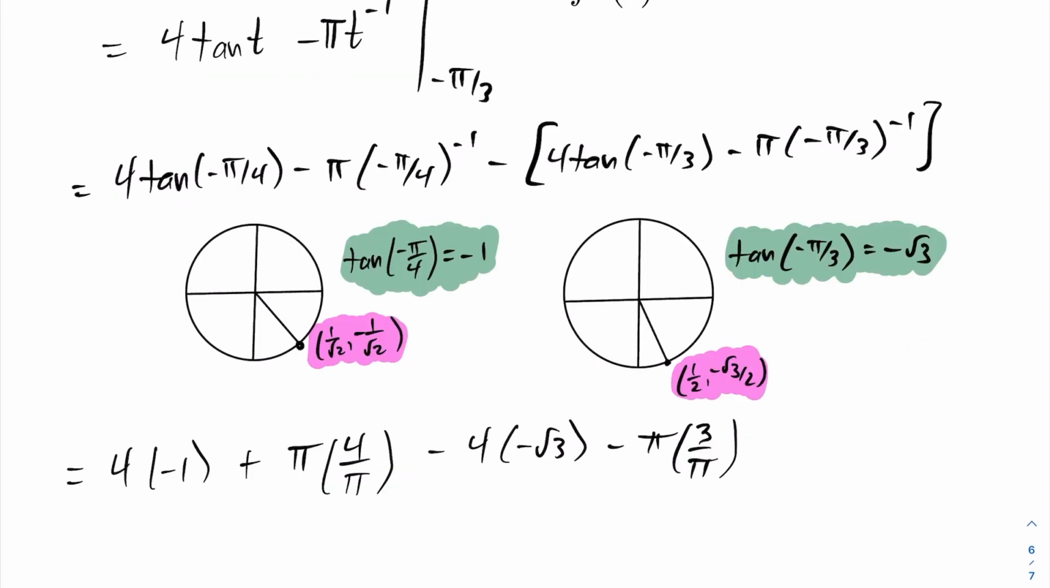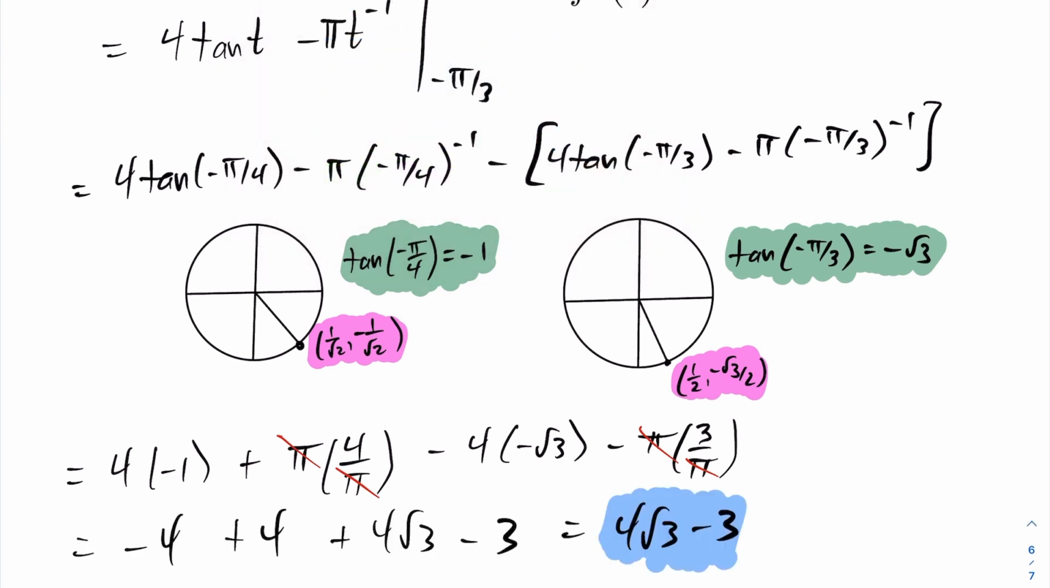Substituting this in here, you can see I subbed in the -1 for tan of negative pi over 4 and the negative root 3 for the tan of negative pi over 3. I also took our negative reciprocal here and flipped this and put the two minus signs together, making them positive. Did the exact same thing here, and then we get cancellation in the pi's, both here and here. Simplifying, we get the following. And you can see here we get -4 plus 4. Those will cancel off, and I'm just left with 4 root 3 minus 3 as our final answer.